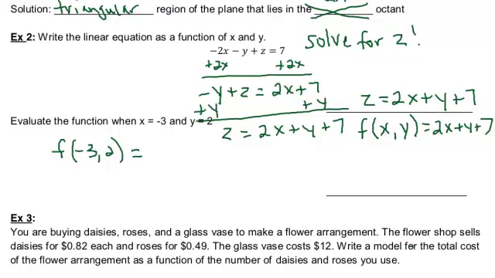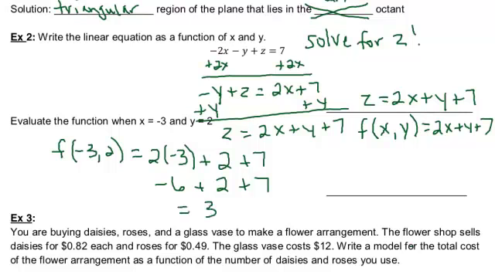Since x is negative 3, we have 2 times negative 3 plus y is 2, so plus 2, plus 7. 2 times negative 3 is negative 6, plus 2, plus 7. Negative 6 plus 2 is negative 4, plus 7 is 3, so this equals 3. So we can write this as z equals 3, or f of negative 3, 2 equals 3. Again, one is standard notation, one is function notation.